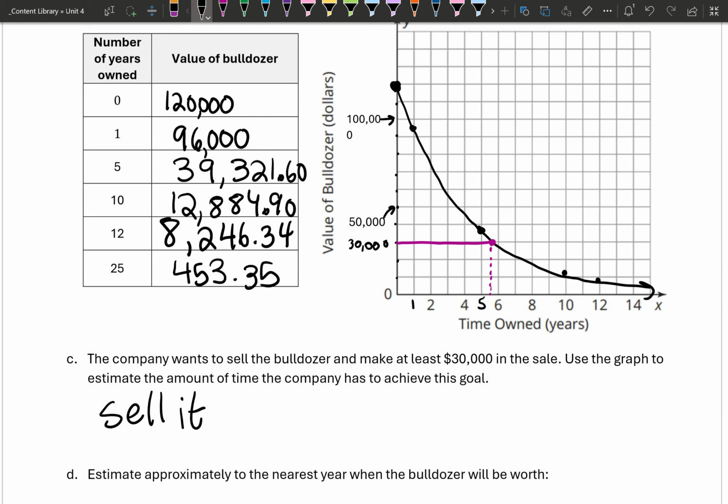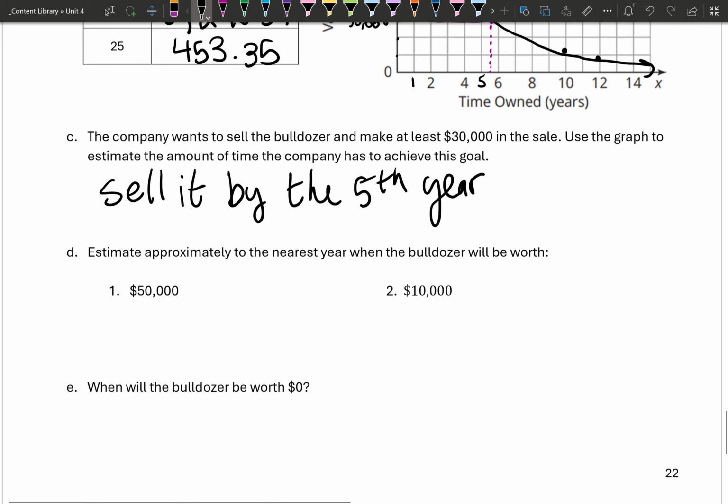So part of me is tempted to say between 5 and 6, but like, it's less than 30 soon after that. I would say sell it by the 5th year. Yeah, that would be safe. Okay.